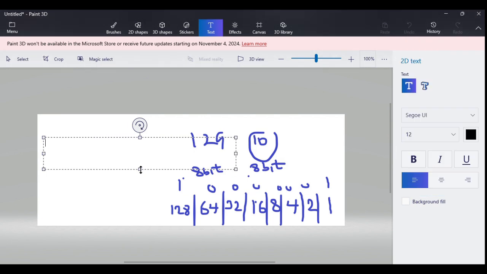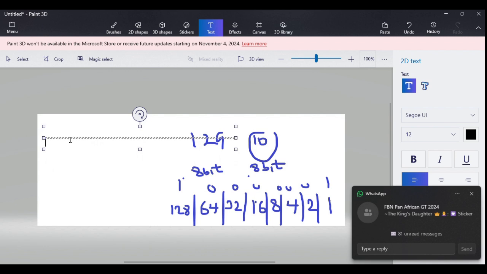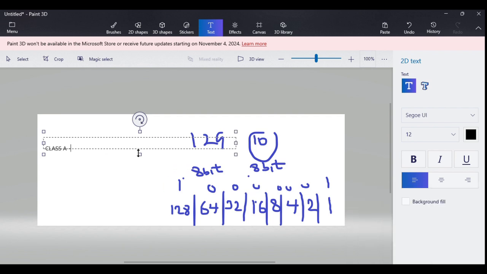So when you talk about class A, talk about class A IP addresses, we are talking about IP addresses that range from 0.0.0.0 to 126.255.255.255.